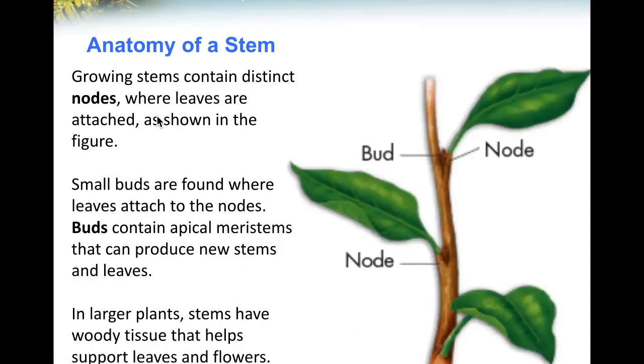Growing stems contain distinct nodes where leaves are attached, as shown in the figure. Small buds are found where leaves attach to the nodes. Buds contain apical meristems that can produce new stems and leaves. In larger plants, stems have woody tissue that helps support leaves and flowers.